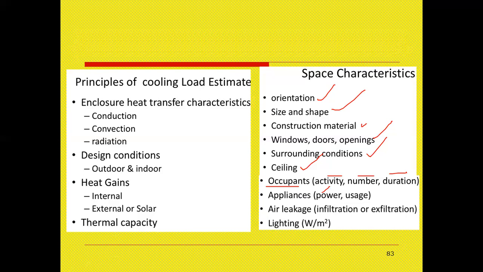Next one is appliances. Appliances means the home appliances or office appliances or commercial building appliances we are using. Next, air leakage. What is the air leakage? The air leakage means infiltration or exfiltration. Whenever the air conditioning is in operation, whatever air is exhausting or whatever air is inhaling, we can see by using the air leakage.